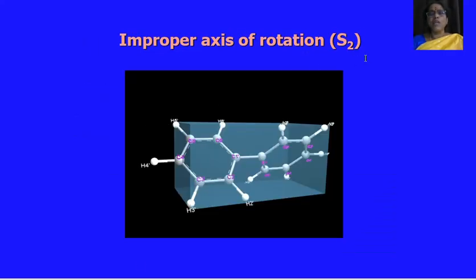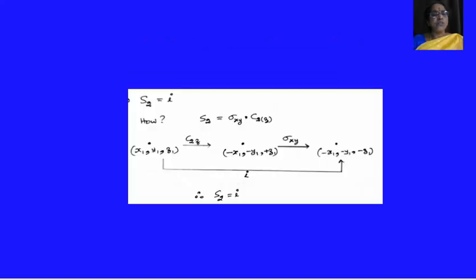An example for the S2 axis of symmetry is biphenyl. Both the phenyl groups are not on the same plane. Also, S2 is equal to i, which is said to be inversion. How can we prove S2 is equal to inversion mathematically? While we are writing, we have to write the first operation on the right hand side, then the next operation.